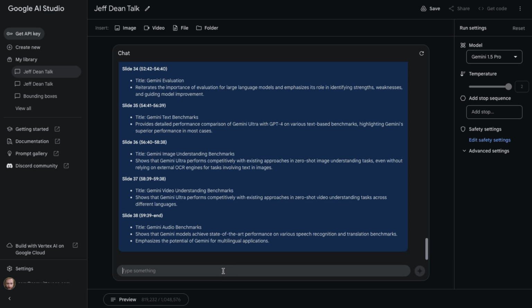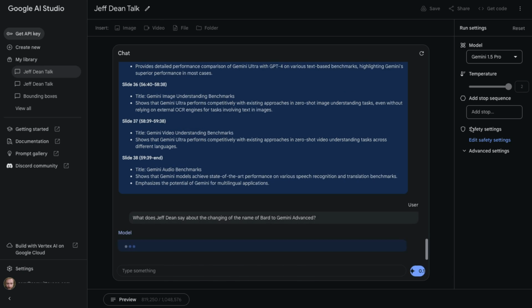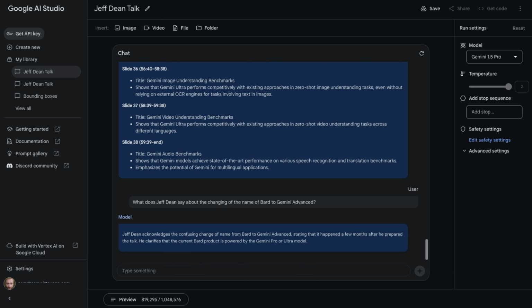So one of the things that Jeff Dean makes as a passing comment is the whole changing of the name from Bard to Gemini. Let's see if we can find that comment in here. Okay, the prompt I've used is, what does Jeff Dean say about the changing of the name of Bard to Gemini Advanced? Let's just get that started. Okay, we've got our response back, and it says, Jeff Dean acknowledges the confusing change of name from Bard to Gemini Advanced, stating that it happened a few months after he prepared the talk. It clarifies that the current Bard product is powered by a Gemini Pro or Ultra model.